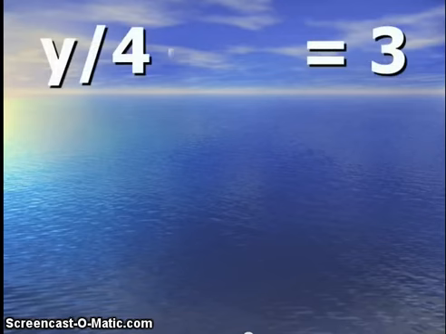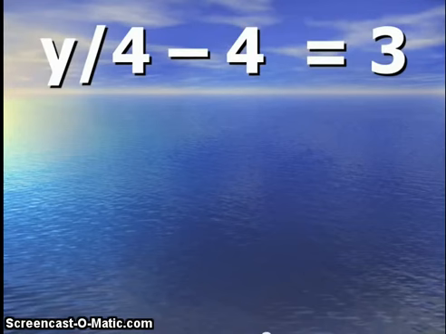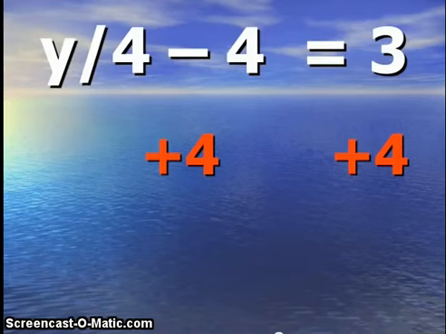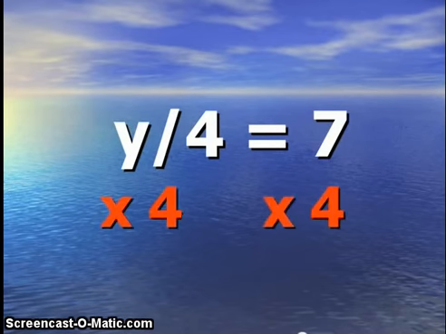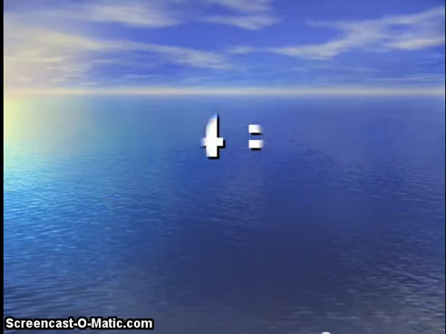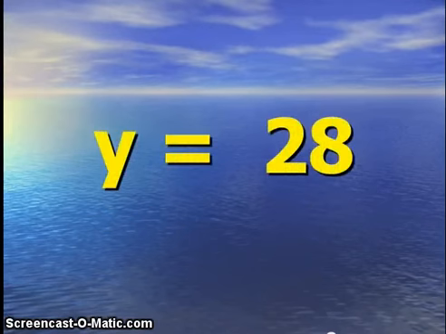Our third example. This equation is y divided by 4 minus 4 is equal to 3. Well now, first I take care of minus 4. The opposite of that is plus 4 to both sides of the equal sign. That gives me y divided by 4 is equal to 7. And now the opposite of dividing by 4 is multiplying by 4. Now note, when I multiply y divided by 4, it gives me 1y or simply y. And 7 times 4 gives us our answer. y is equal to 28.